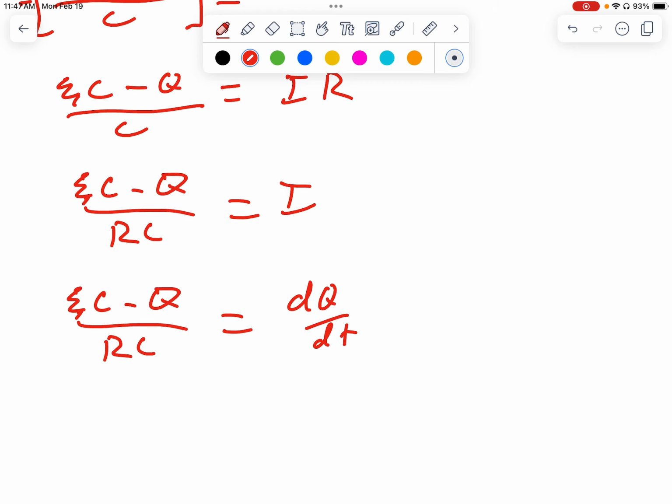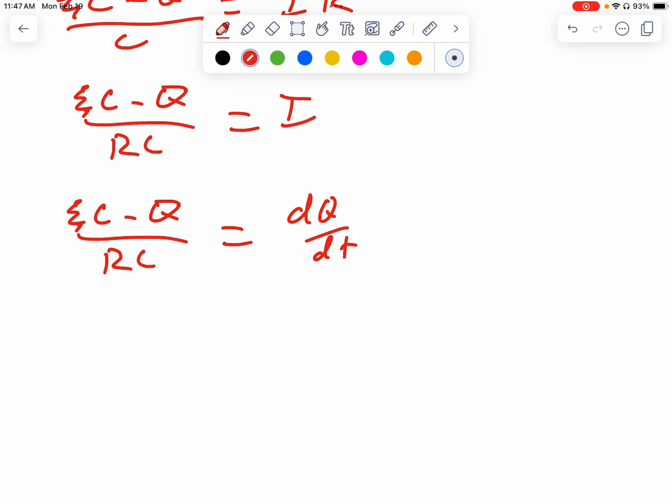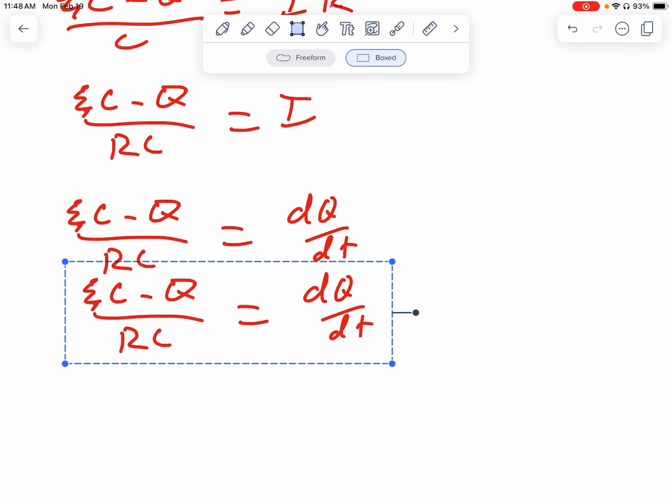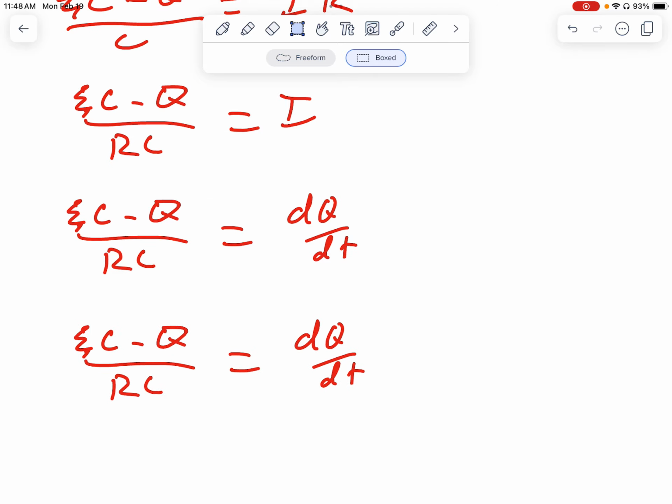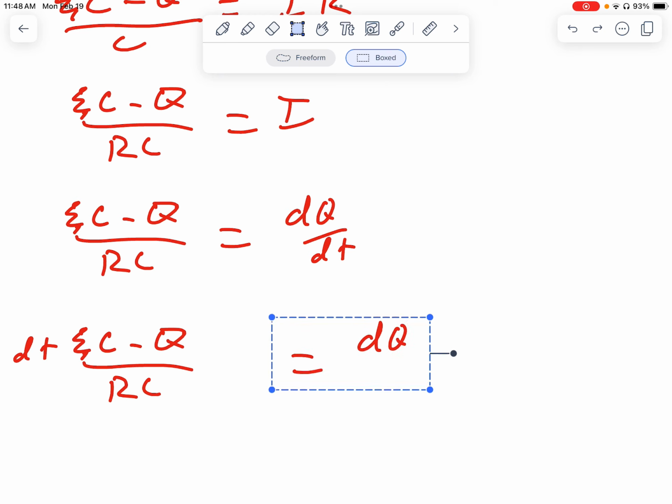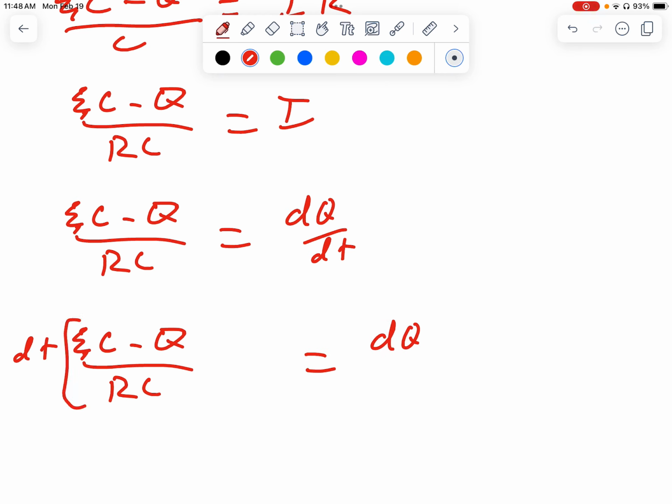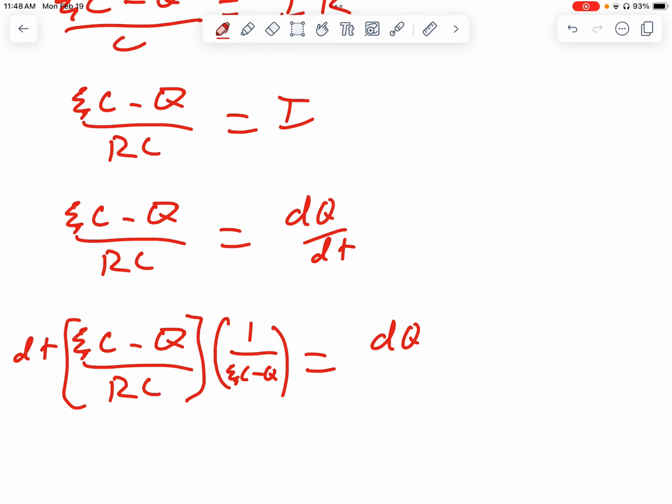Okay, so again, that's the place where I can get some calculus in there. All right, so a little bit of rearrangement I'm going to do here, and I think I'm going to do this on a separate line just so you can see what I'm doing. So let's move over the dq to this side. Like that. Okay, and let's see what else we're going to do here. I want to leave the RC over there. So I'm going to multiply both sides by 1 over epsilon C minus Q. Okay, and if I do it on one side, I'm going to do it on the other side.